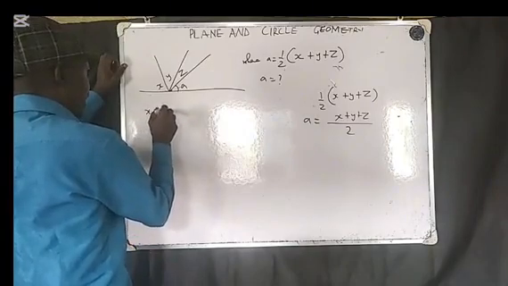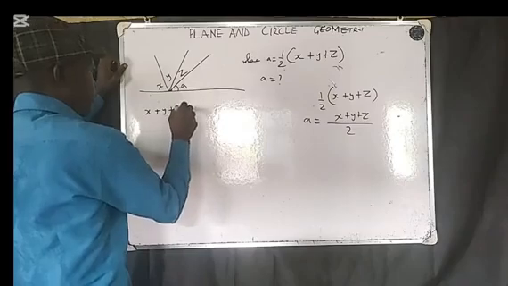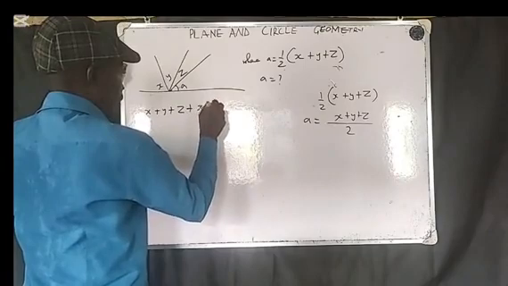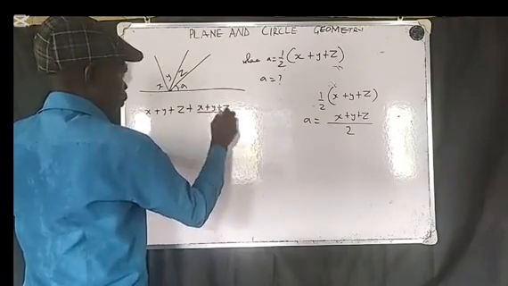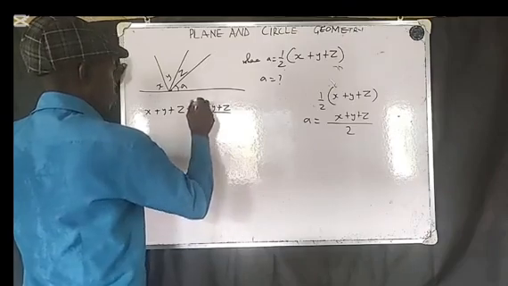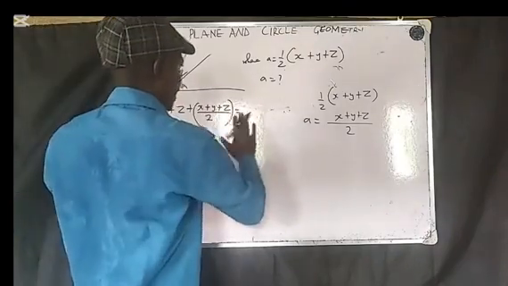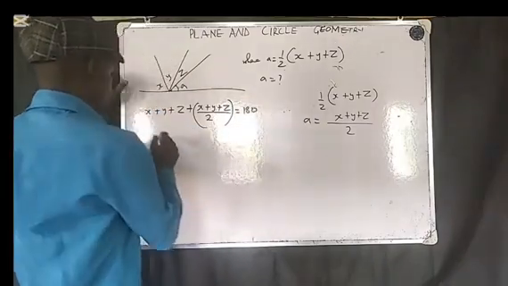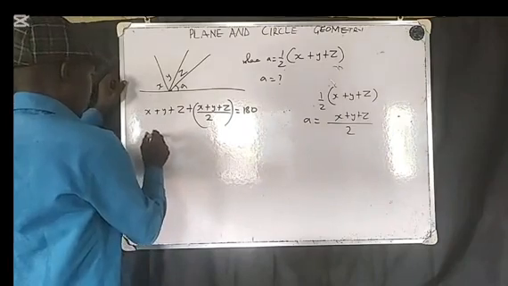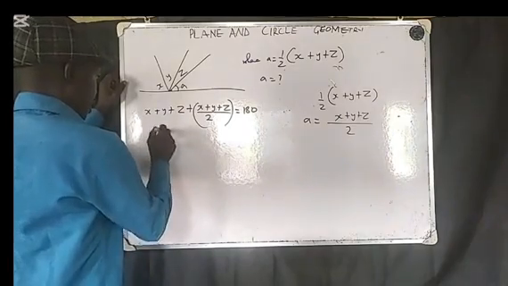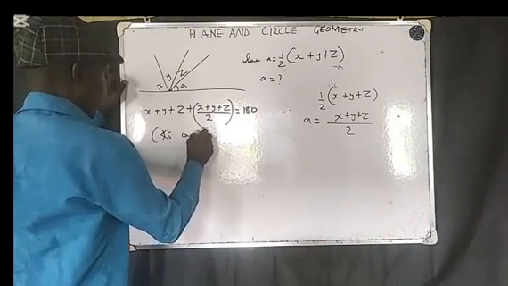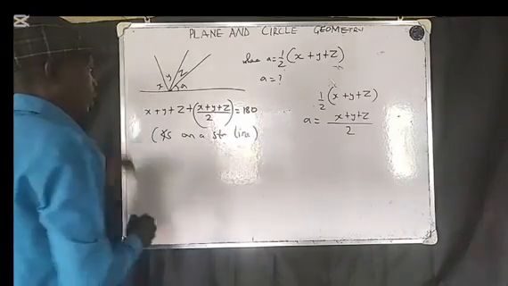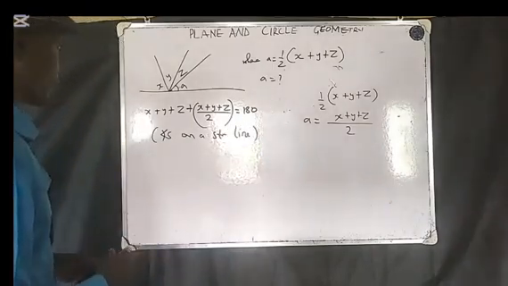X plus Y plus Z plus A is now this one. X plus Y plus Z equals 2. So with that, everything is equal to 180. So our reason is angles on a straight line. So we can begin to solve this problem.